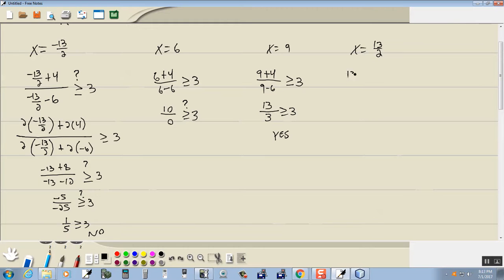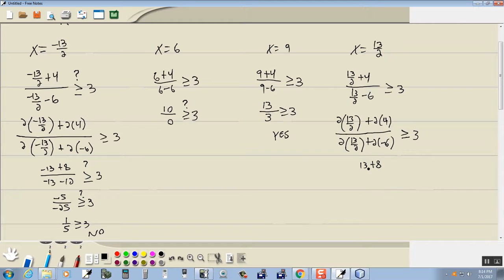And 13 halves. 13 halves plus 4 over 13 halves minus 6. We're wondering if that's greater than or equal to 3. Again, this is a complex fraction, so we'll multiply everything by 2. Take 2 times 13 halves plus 2 times 4 over 2 times 13 halves and 2 times negative 6. Those 2's cancel. I got 13 plus 8 over 13 minus 12, and we're wondering if that's greater than or equal to 3.